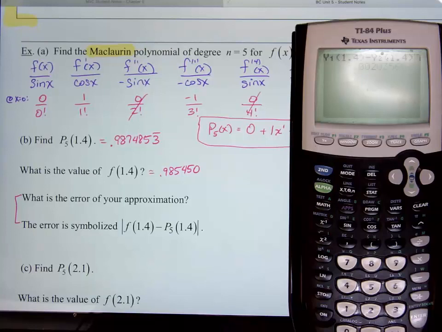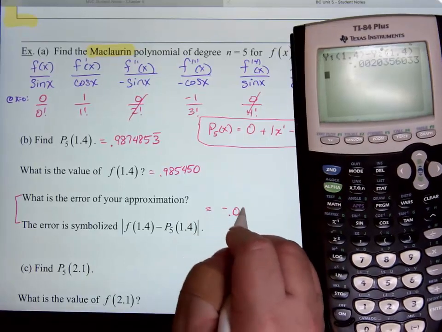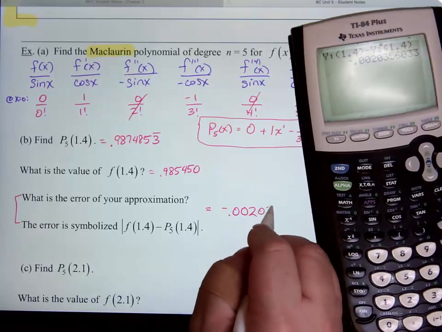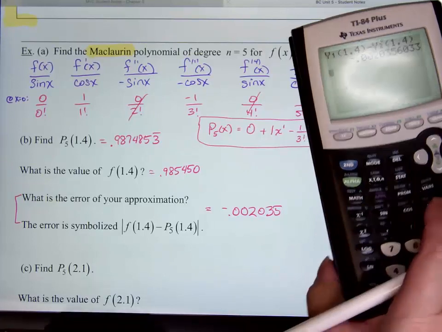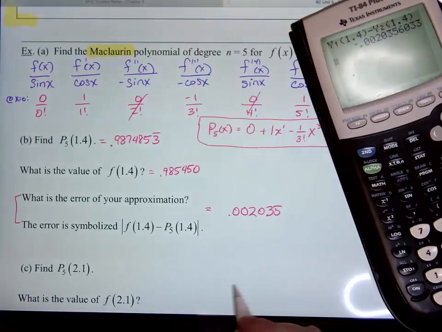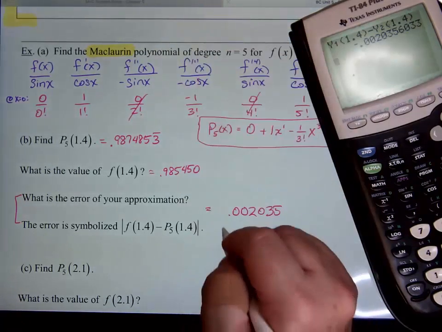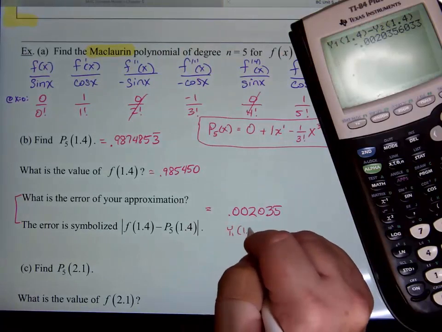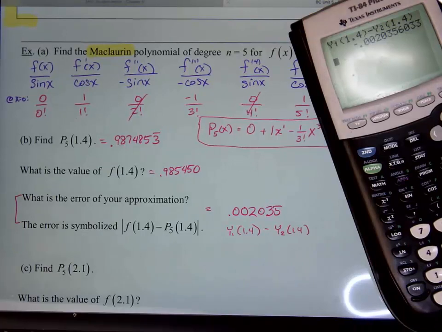And what do I get? The error is negative 0.002035. So those 2 estimates are pretty close. But I don't want a negative, right? So let's fix that. And I'm going to write underneath here what I typed in so I know next time. y1 of 1.4 minus y2 of 1.4. That's what I typed in the calculator.